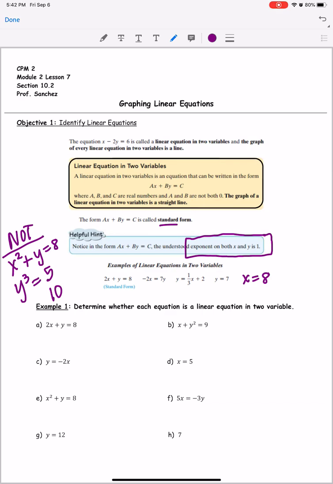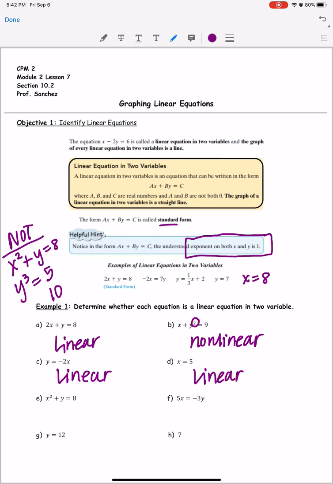So letter A, I guess, I accidentally put one of our examples as the first one, so that one definitely is, but notice you have an x to the first and a y to the first because you don't have an exponent. That is linear. Because of this squared right here, this one is non-linear. You have y to the first, so linear. As long as you have at least one of these variables to that first power, that is still linear.